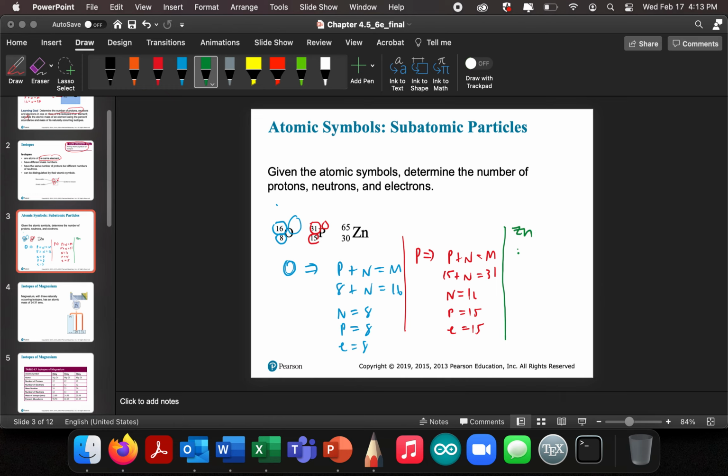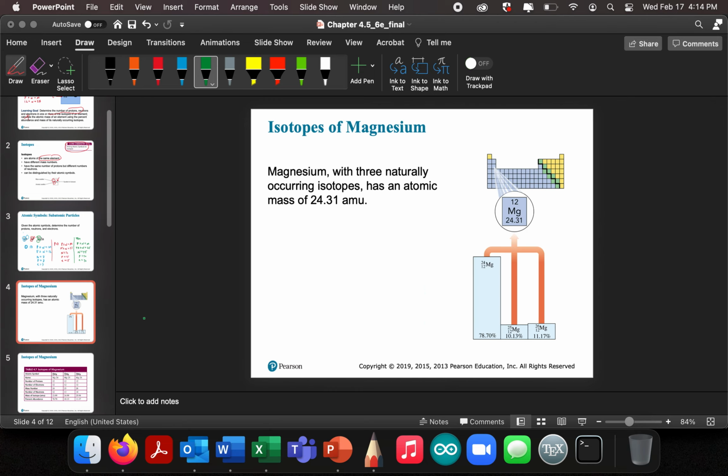Zinc. Protons plus neutrons is equal to the mass number, and the number of protons is 30. 30 plus the number of neutrons is equal to 65, so the number of neutrons is equal to 35. The number of protons is equal to 30, and the number of electrons is equal to 30 because it's neutral. All right, so now let's talk about this a little more.